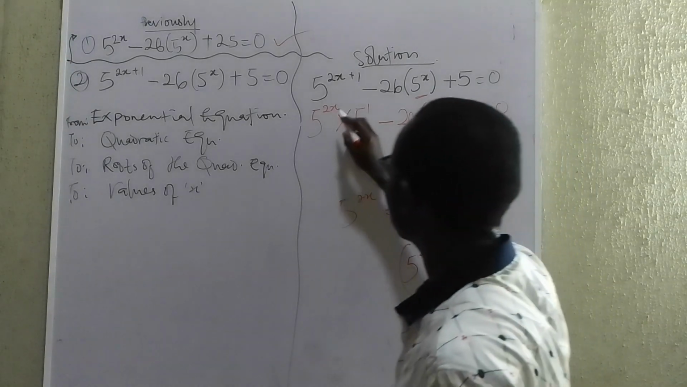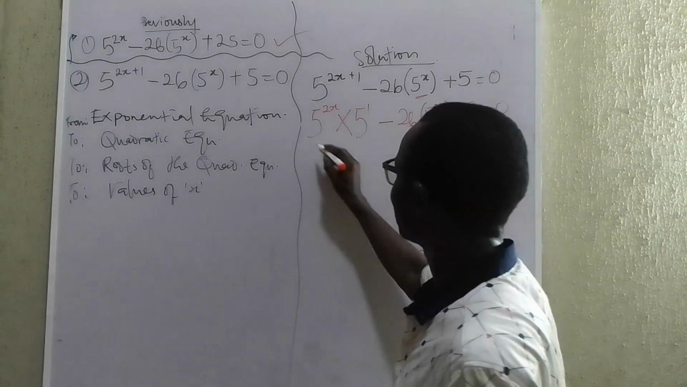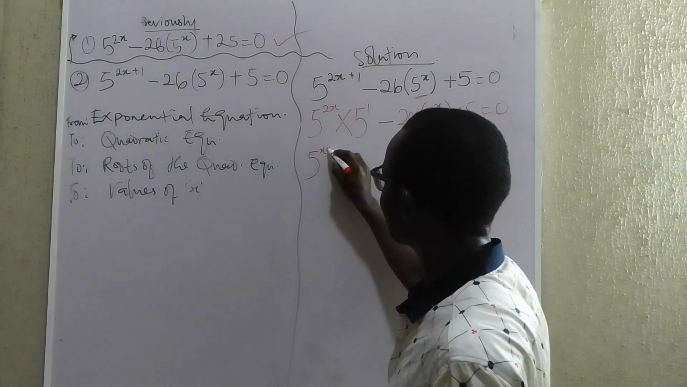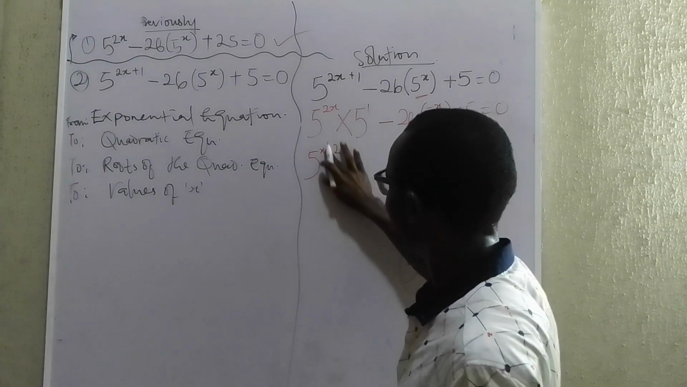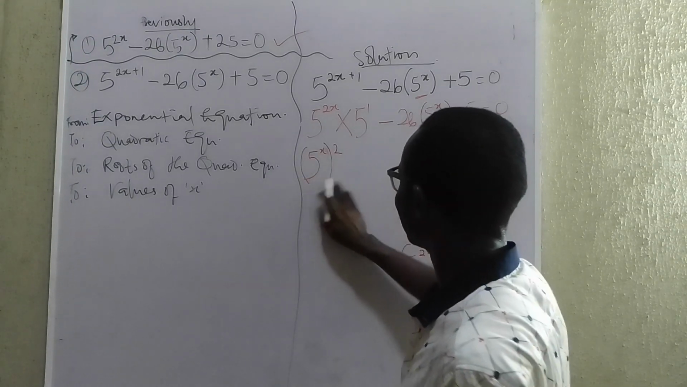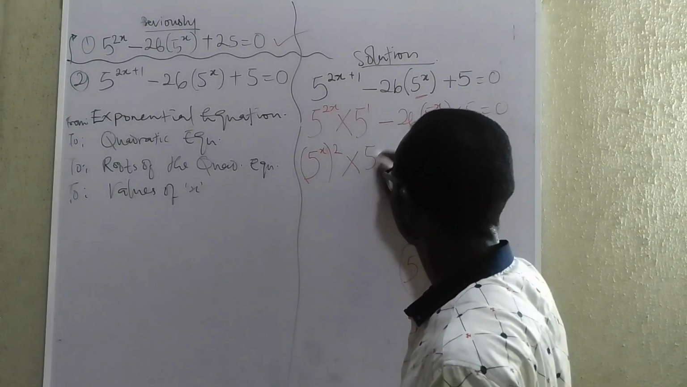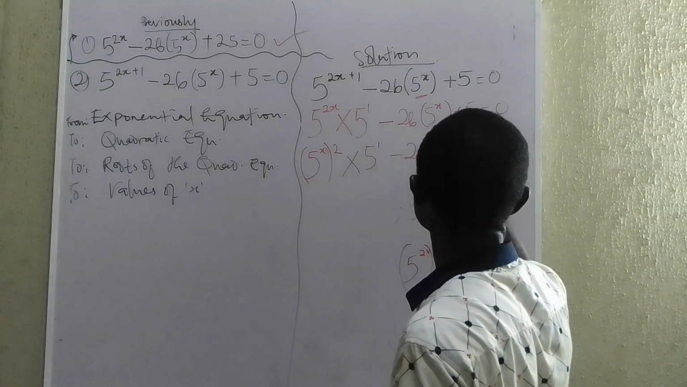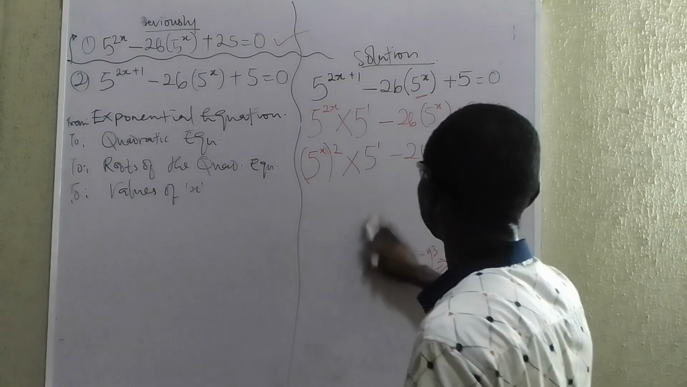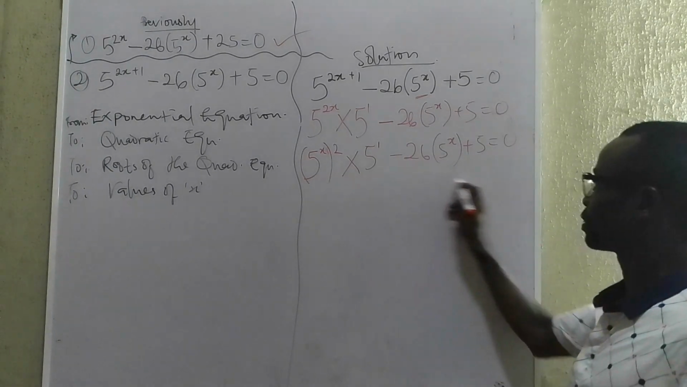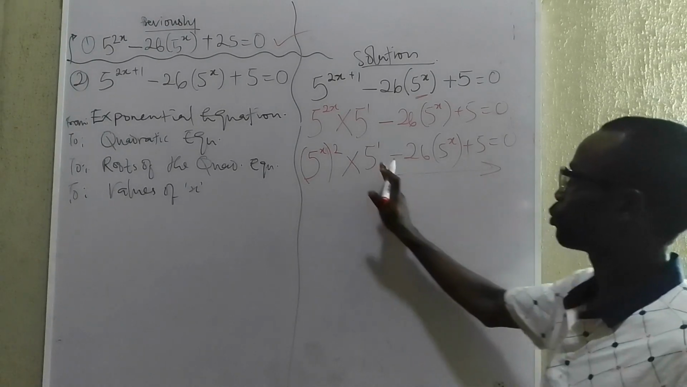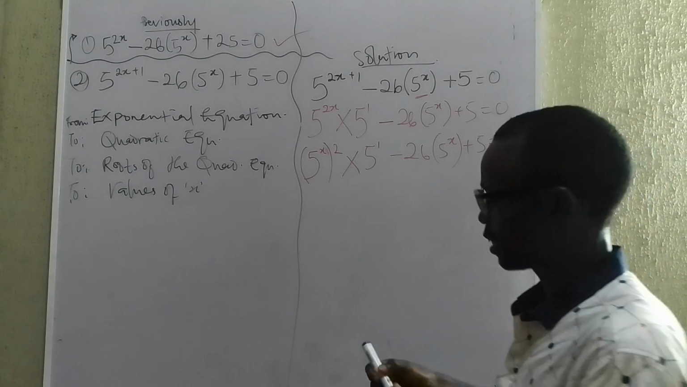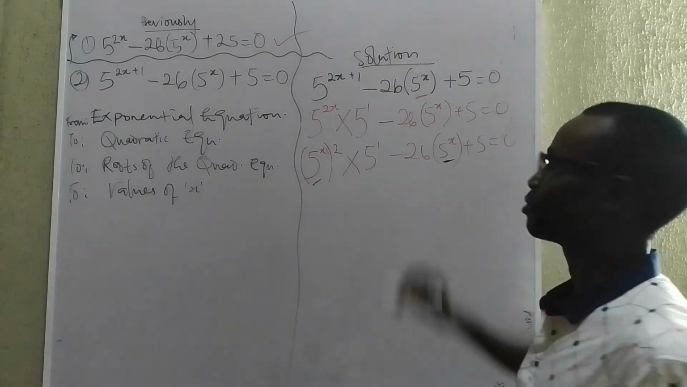So it's the same thing we're going to do here. This is the same as saying 5 raised to the power of x, all times 2. In other words, just put a bracket here, times 5 raised to the power of 1, minus 26, 5 to the x, plus 5 is equal to 0. Now we've not done anything on this part, nothing yet, but we've been working on this place. Now can you notice something? Have you noticed that here now looks like here?